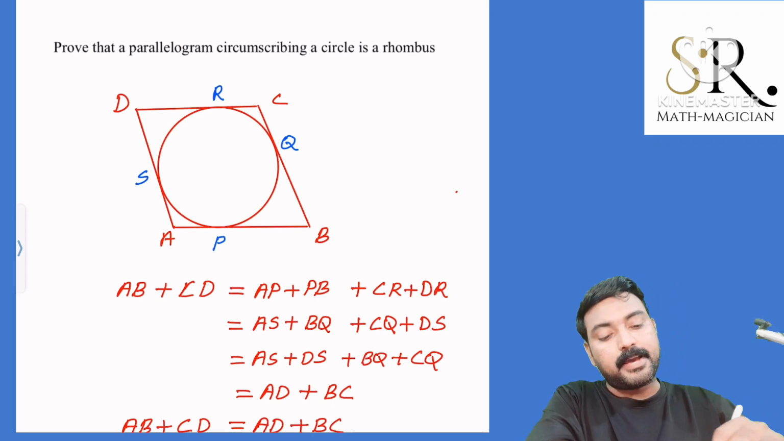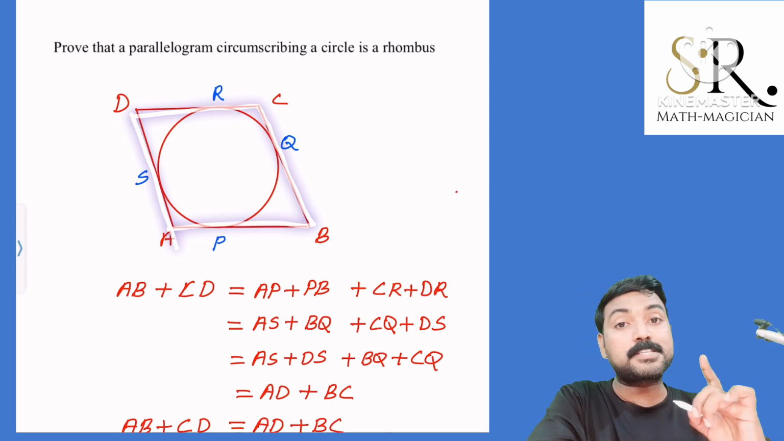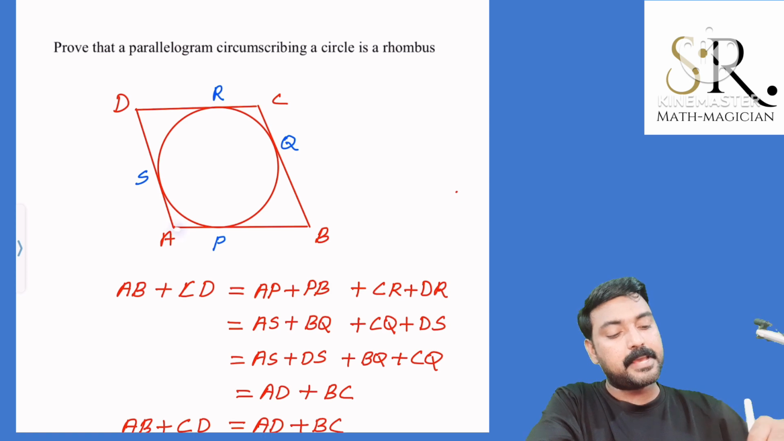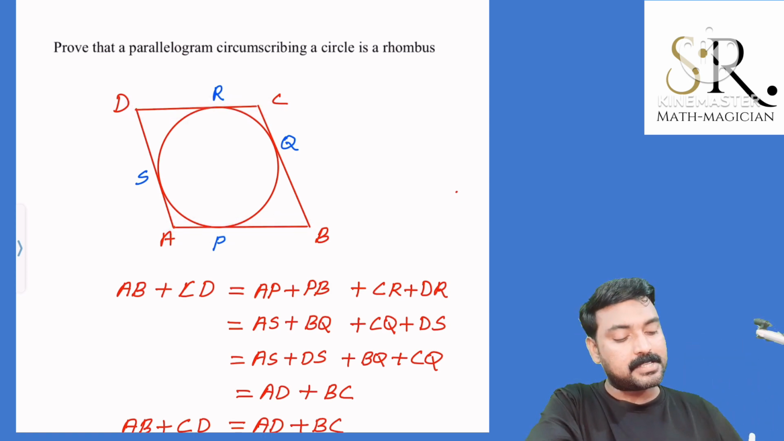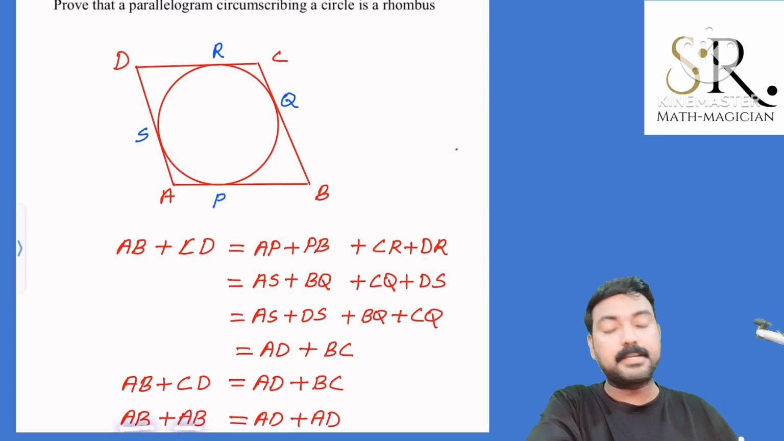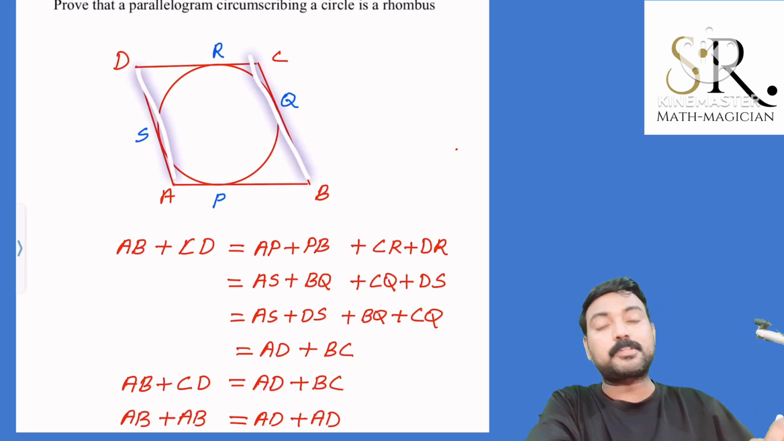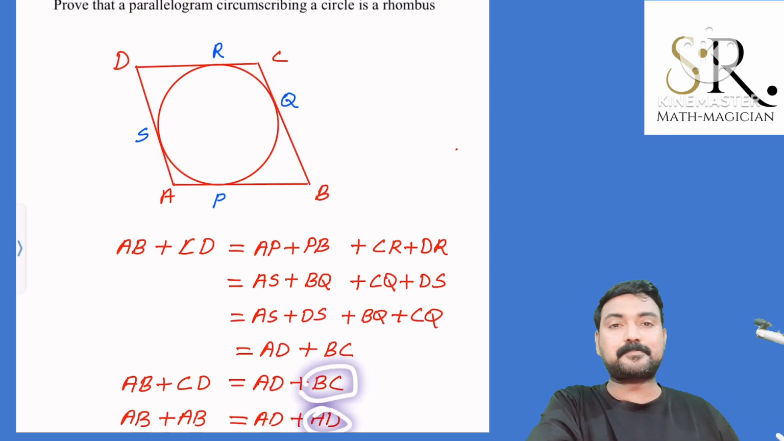This is a parallelogram. ABCD is a parallelogram, which means opposite sides are equal. That means AB and CD are equal in length. So instead of CD, we can write AB because both are the same. AB and CD are opposite sides of the parallelogram, so opposite sides are equal. Here it is AD and BC. AD is this one, BC is this one. Both are opposite sides of the parallelogram. So instead of BC, we can write AD.